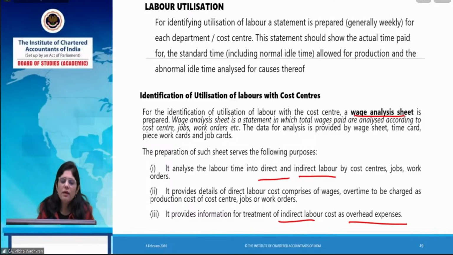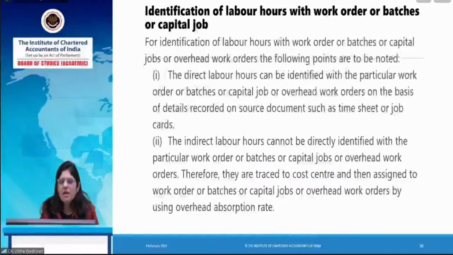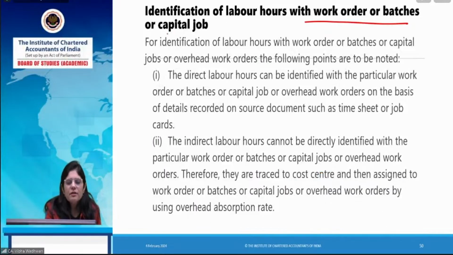The other way to identify the labor utilization is work order, job order, or batch-wise. So how much labor is utilized per job. In this, of course, the job card which we make or the employee card, the information can be gathered. But through this, we can only gather the information for direct cost. When we make the analysis department-wise, we have complete information of all the total costs.